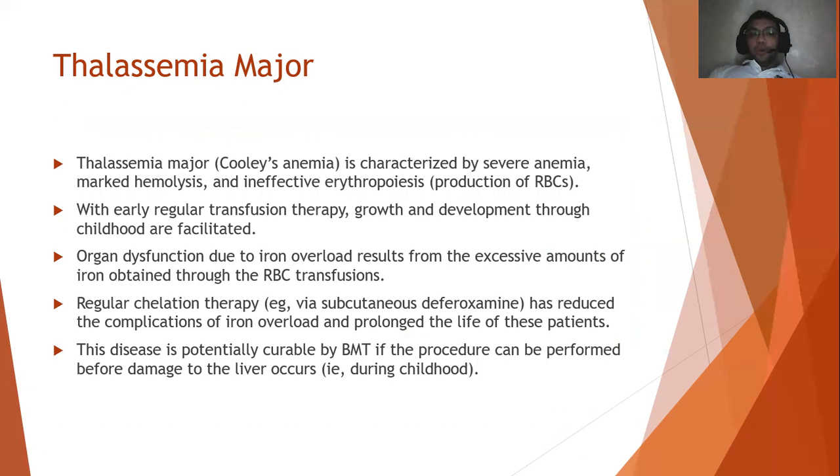Thalassemia major or Cooley's anemia is characterized by severe anemia, marked hemolysis, and ineffective erythropoiesis, which is the production of RBCs. With regular transfusion therapy, growth and development through childhood are facilitated. Organ dysfunction due to iron overload results from excessive amounts of iron obtained through RBC transfusion. So this can be one of the effects of long-term use of blood transfusion. Iron overload can occur.